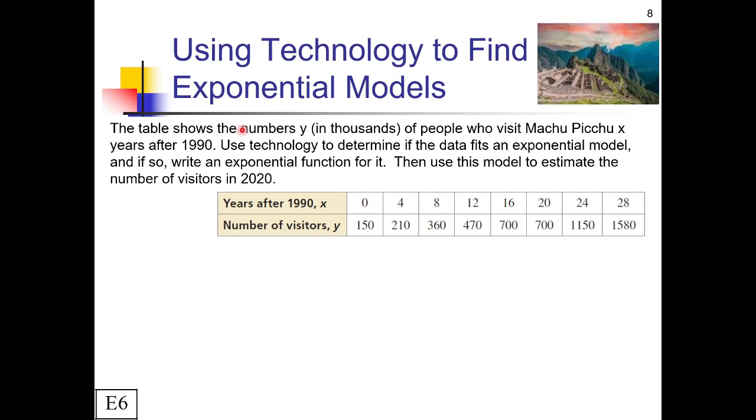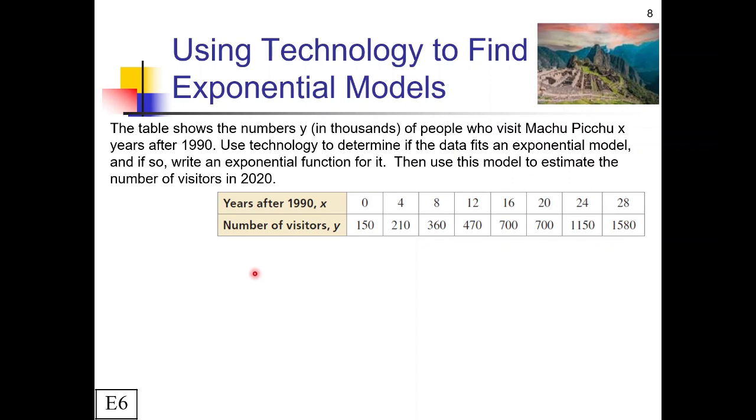On this next problem, we have a table here showing us the numbers y in thousands of people who are visiting Machu Picchu, which here's a picture up here, Machu Picchu, X years after 1990. So this first year is 1990, this is 1994, 1998, and so on. They want us to use technology to determine if the data here fits an exponential model, and if so, write an exponential function for it. And if all of these conditions are met, use this model to estimate the number of visitors in 2020. So 2020, that would be 30 years after 1990, so that's actually not given in the table. Otherwise, we wouldn't need to estimate it, right?